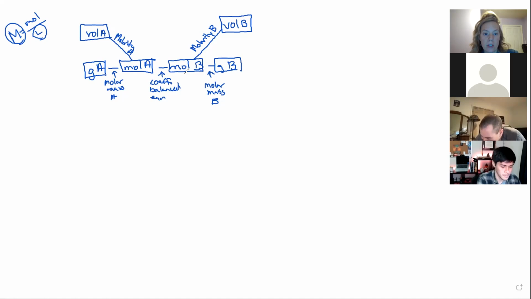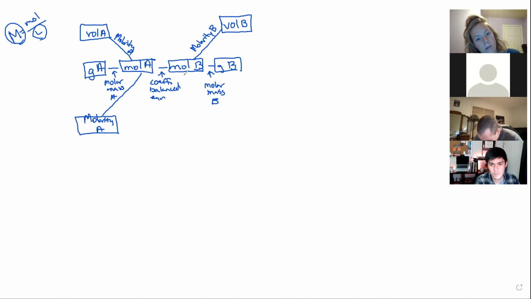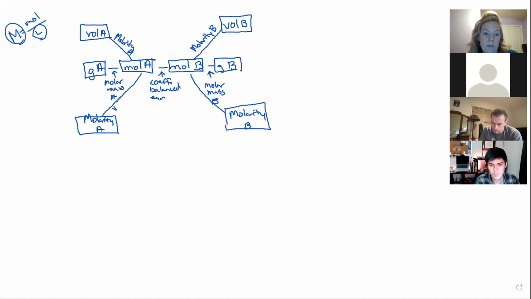Now we can add an additional limb down here where we put molarity of A, or we start with the concentration, or we can try and solve for the final concentration. Usually we don't start with the molarity, but we sometimes will end with the molarity of B. Both of these limbs, we would have to use the volume of A and the volume of B. So these are sort of the inverse of these two limbs up here.